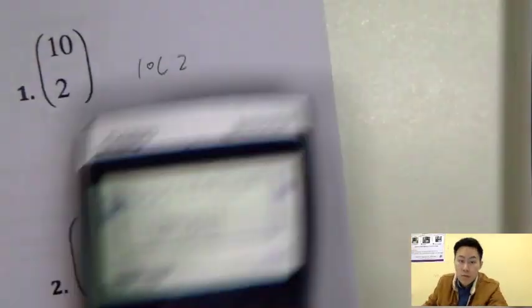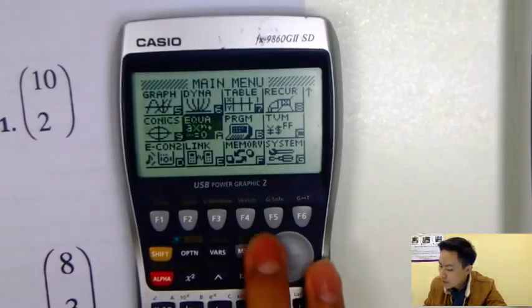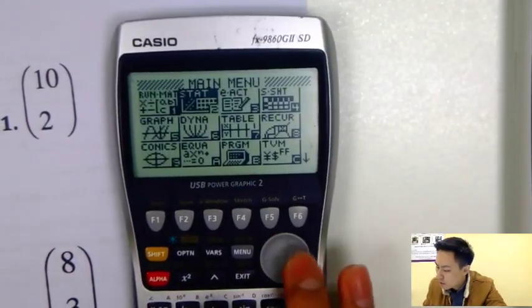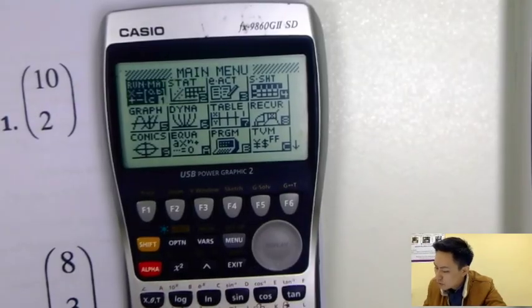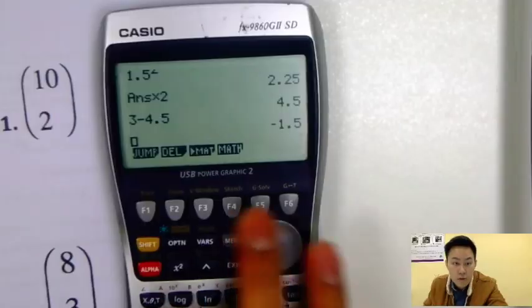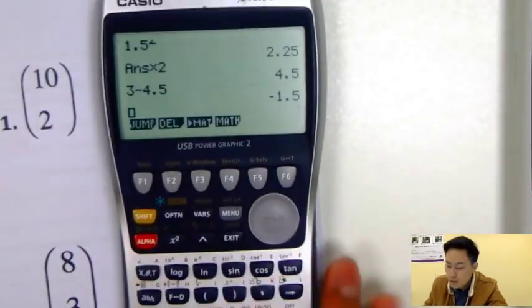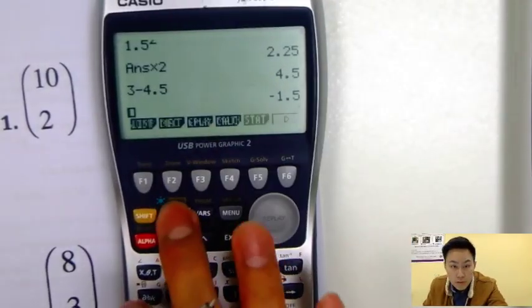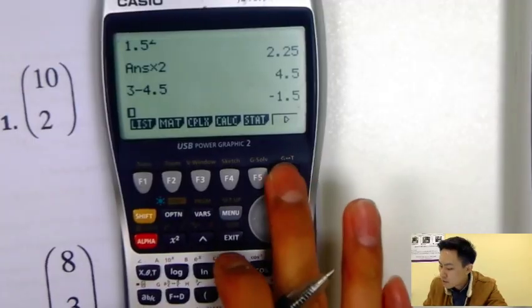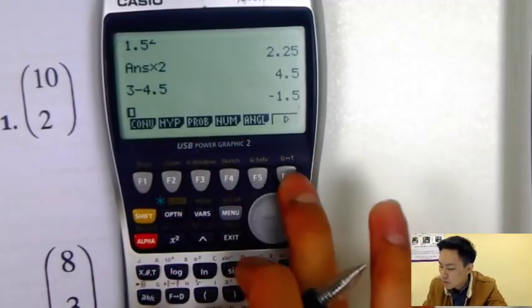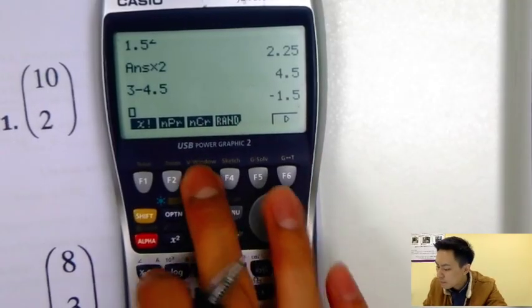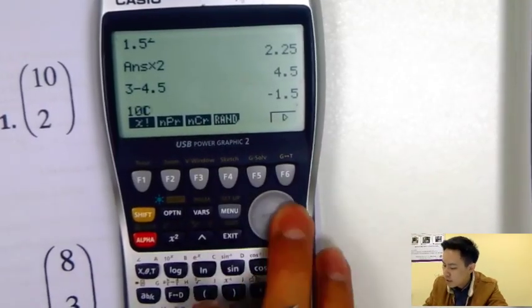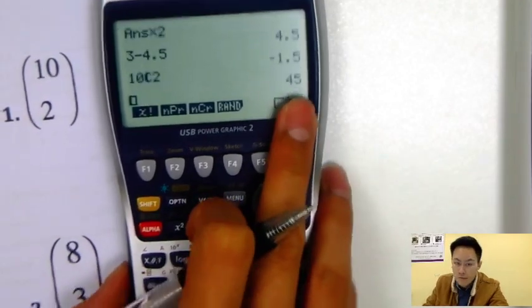For the Casio model, you can go to menu, and then you go to the calculator screen, and then you go to option, and you can see probability. You go right, and then you see F3 probability, and then you see nCr. So you type in 10C and then 2. Do you get this? Yes, 45.